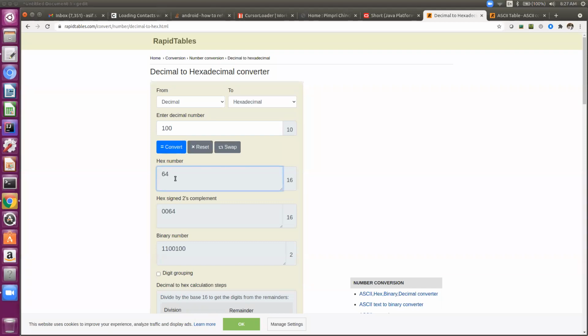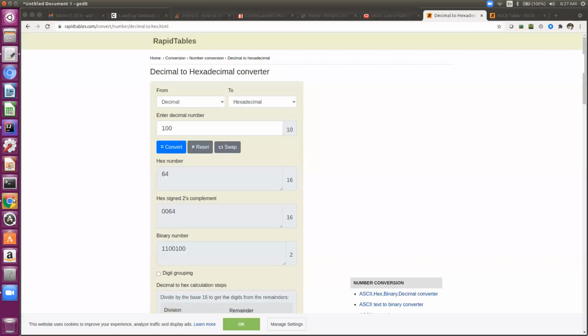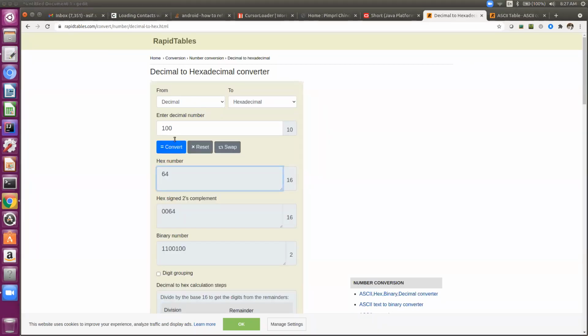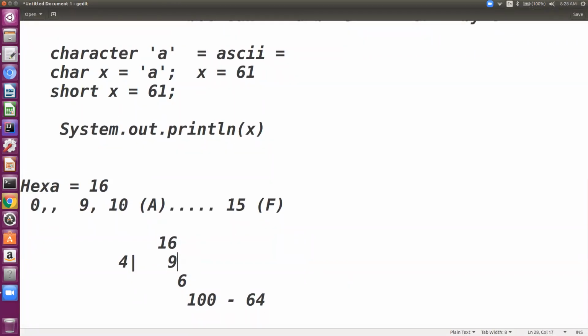The hex number is 64. Your question was, what is 61, right? So if I convert 97 into hexadecimal, the answer is 61. This is the hex notation. If you want to convert 97 into hex, what will it be?